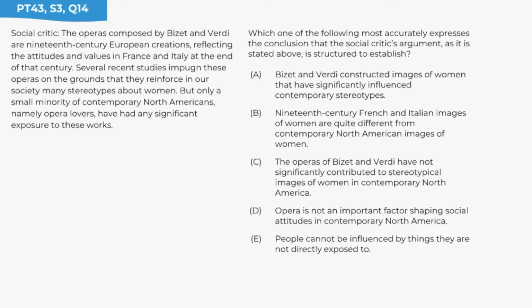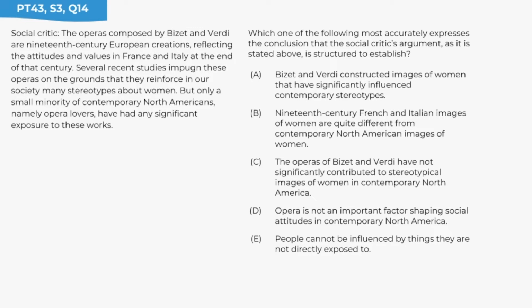Notice that in the question stem itself, it says, which one of the following most accurately expresses the conclusion that the social critic's argument as it is stated above is structured to establish? Meaning it actually hasn't been stated yet. It's been structured to establish this conclusion, but it hasn't been stated. An implicit conclusion is something that the LSAT test writer uses regularly on main point questions in order to make it harder for you to discover what's the main point. By not putting it there, it's harder to spot. And this happens very regularly when the author is attempting to refute an opposing position.